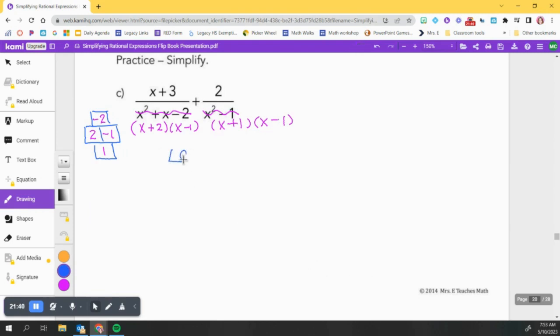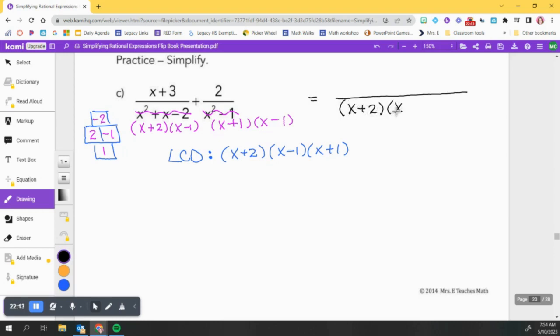All right, so let's figure out our LCD, or least common denominator. Take one of every factor that is different. So I see an x plus 2. I see an x minus 1. And I see an x plus 1. The other factor is an x minus 1. We already have one. We're not doing another one. So that is my least common denominator. So over here, my common denominator is x plus 2, x minus 1, x plus 1.